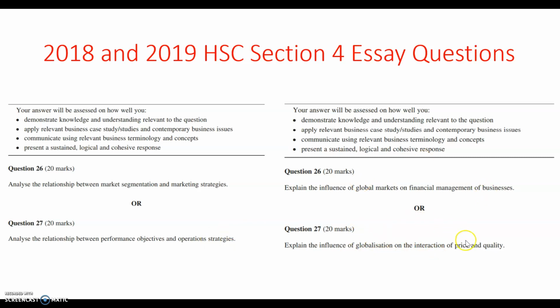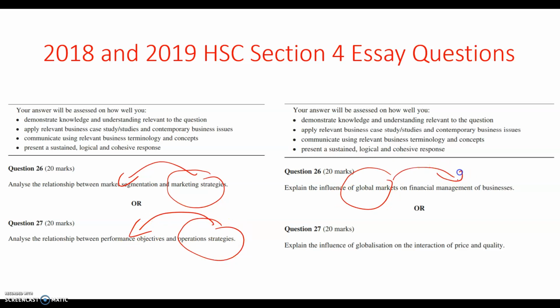So, the influence on an area of the business, the relationship between performance objectives and strategies, or the relationship between a part of the syllabus and the marketing strategies. If you haven't worked it out by now, we need to know our syllabus, and know it well. The top band 6 responses are good at linking, saying how these impact that, or how these drive that. So you're always connecting the two dots.